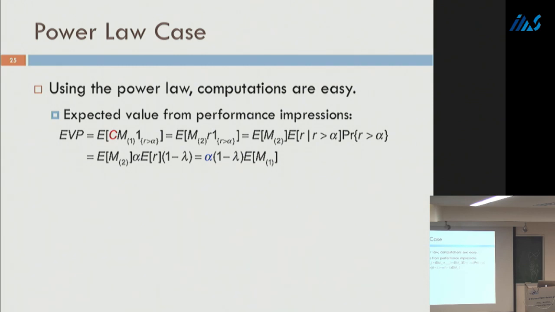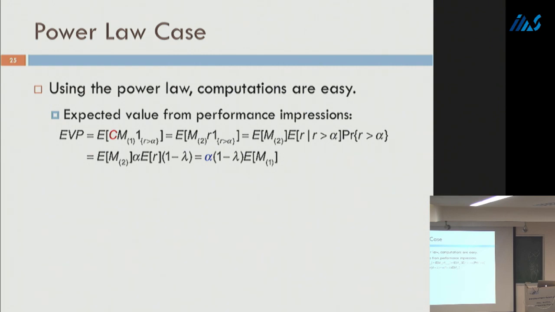Now, M1 is R times M2, so I can replace M1 with R times M2 over here and drop C. M2 is independent of R, so I can take this indicator R greater than alpha and this M2 and separate them. That gives me the expected value of M2 times the expected value of R given R bigger than alpha times the probability that R is bigger than alpha. Well, the probability that R is bigger than alpha is chosen so that it's 1 minus lambda. And the expected value of R given R is bigger than alpha is alpha times the expected value of R. And this term is the expected value of M2. So this is just alpha times 1 minus lambda, and then you can recombine these terms and get the expected value of M1. Recombine them the same way you took them apart up above.